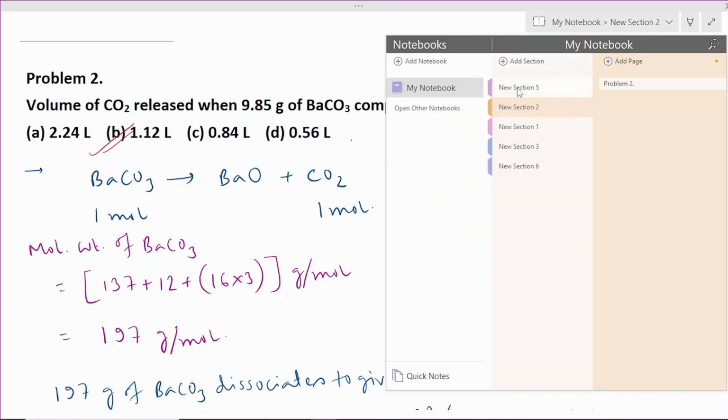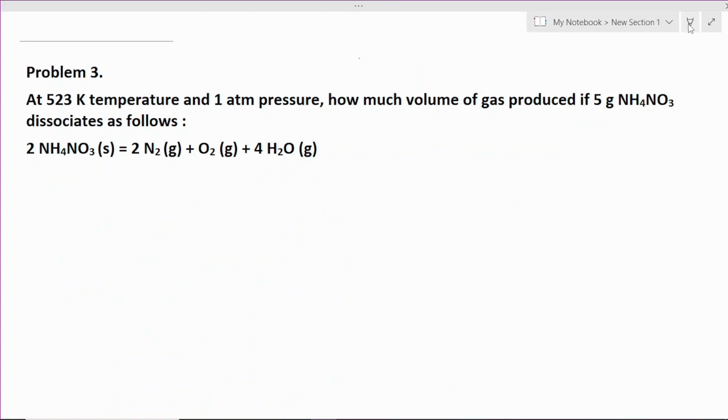So we move on to the next problem. Here the problem tells at 523 Kelvin temperature and 1 atmospheric pressure, how much volume of gas is produced if 5 gram of ammonium nitrate dissociates as follows. So here you see that this is 2 mole and nitrogen gas produced is 2 volume, oxygen gas is 1 volume and water vapor produced is 4 volume.